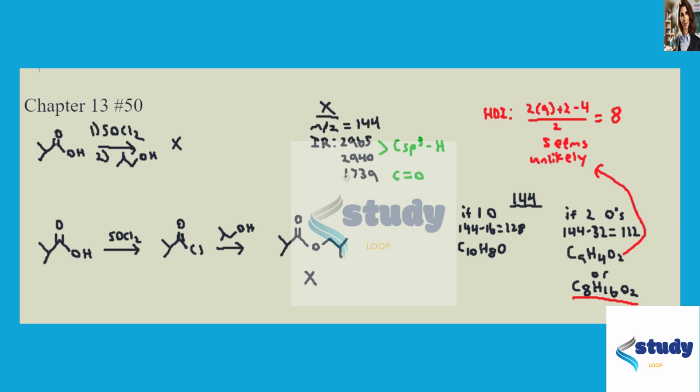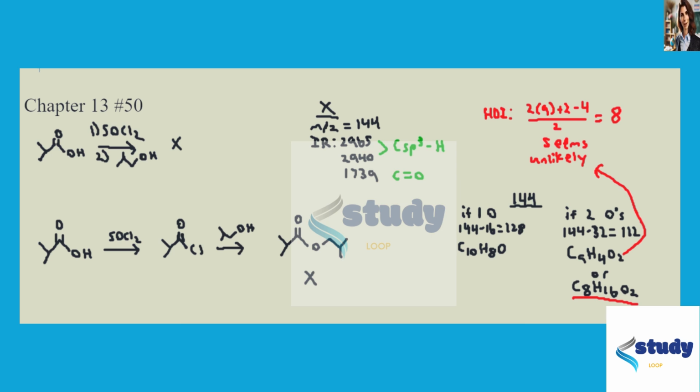However, looking at this peak at 1739 wave numbers, we should be able to tell that that corresponds to a carbon double bonded to an oxygen. And indeed, in our predicted molecule X, we do have a bond that could account for that IR stretch. So that's good.